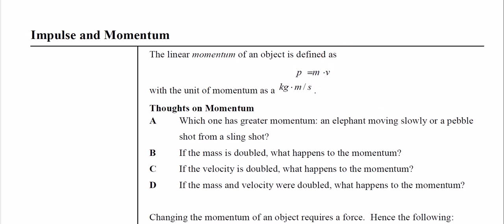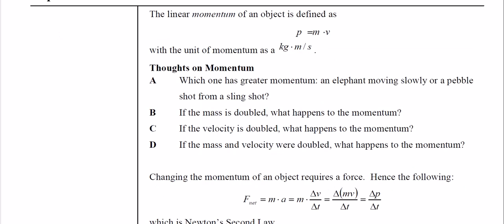There's some historical reason as to why it's lowercase p. Just know it's lowercase p. And the unit for momentum is a kilogram meter per second. Nothing fancy, no names like Newton or watts or joules, just a kilogram meter per second.